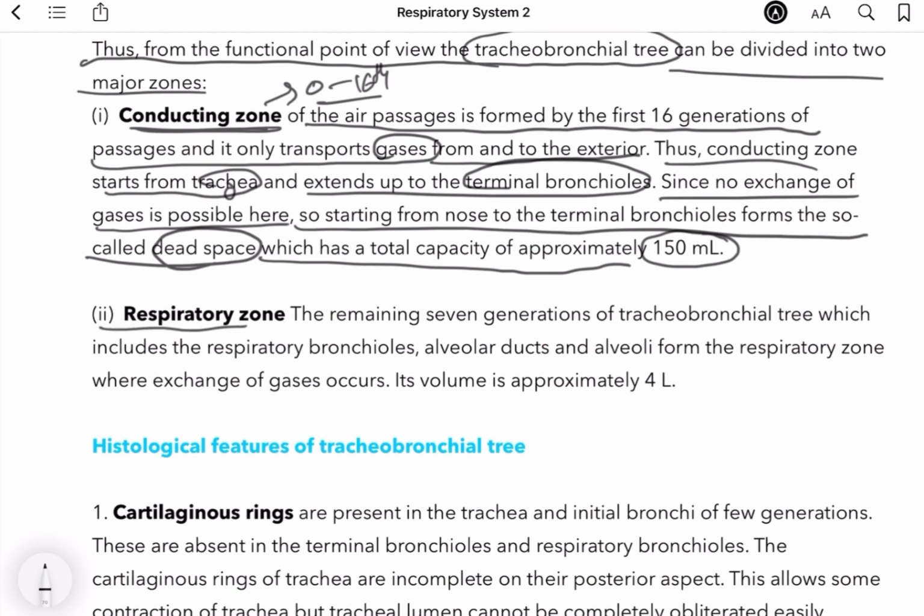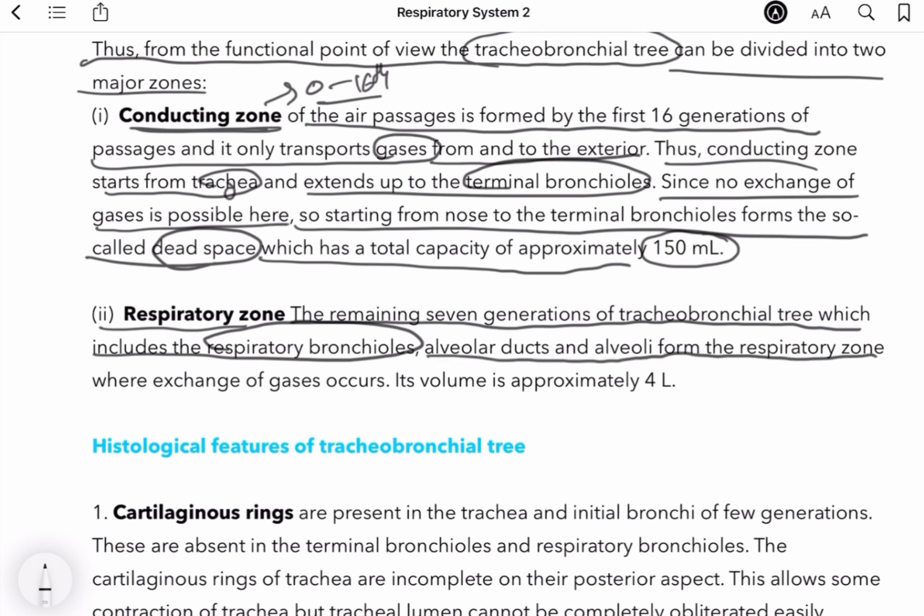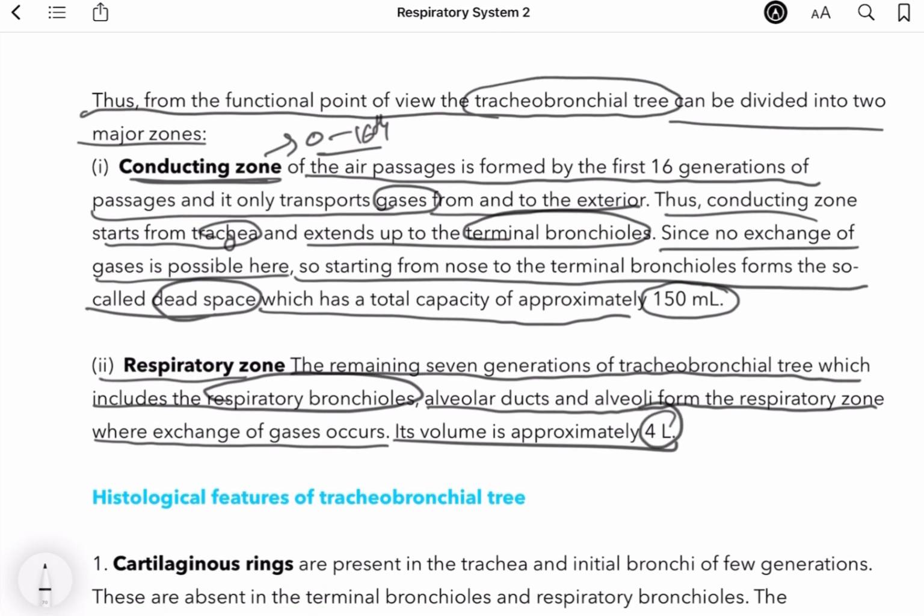Now the respiratory zone is the remaining 7 generations of the tracheobronchial tree, which includes the respiratory bronchioles, that is 17th to 22nd generation, and the alveolar ducts, that is the 23rd. From the alveoli, from the respiratory zone, where exchange of gases occurs, its volume is approximately 4 liters. Do remember, so two zones, conducting zone and respiratory zone. These zones are divided from the tracheobronchial tree itself only.